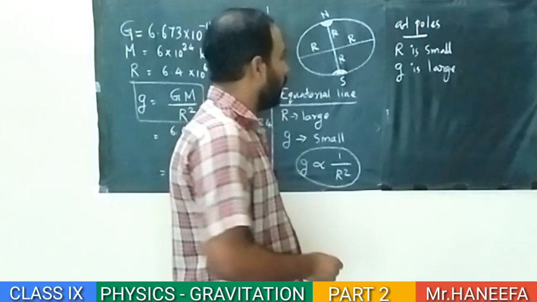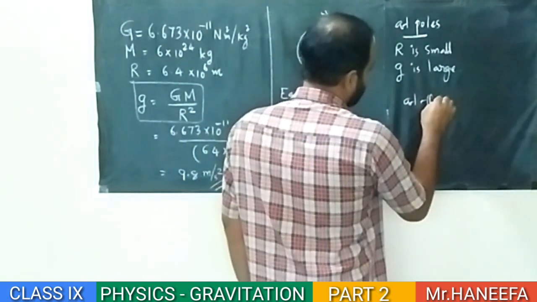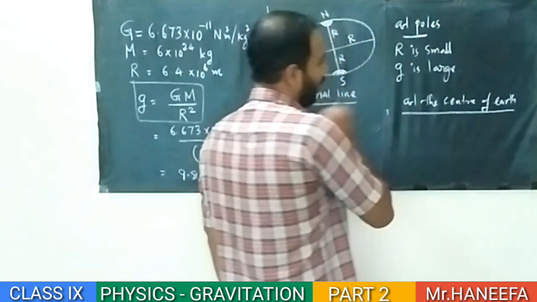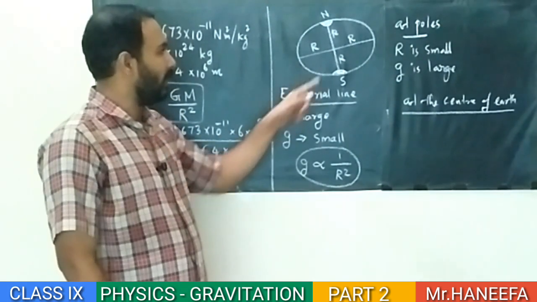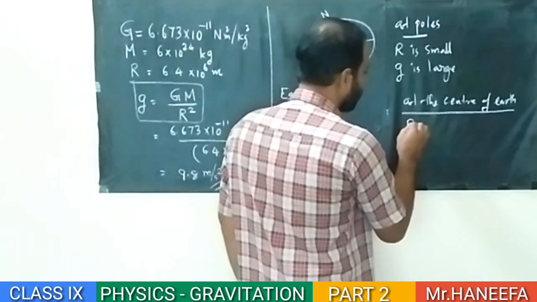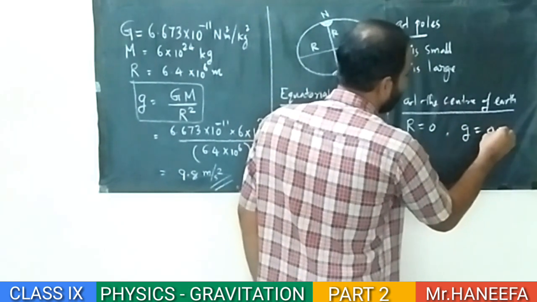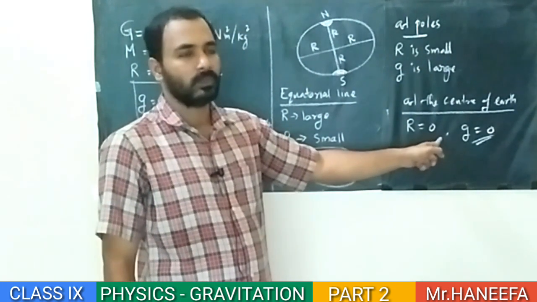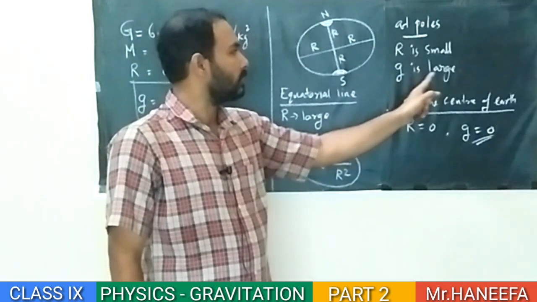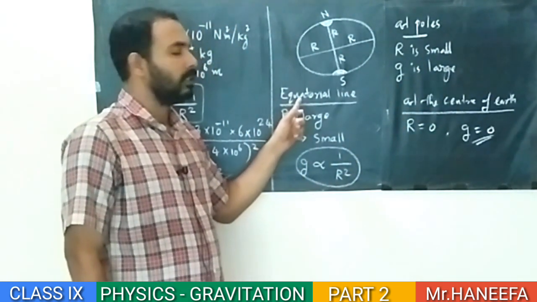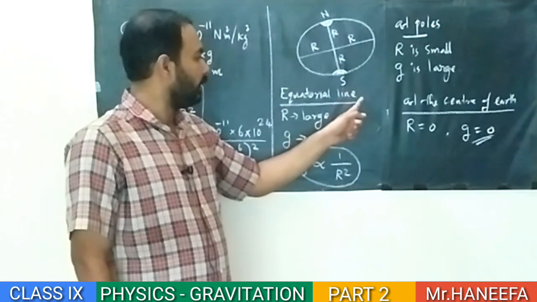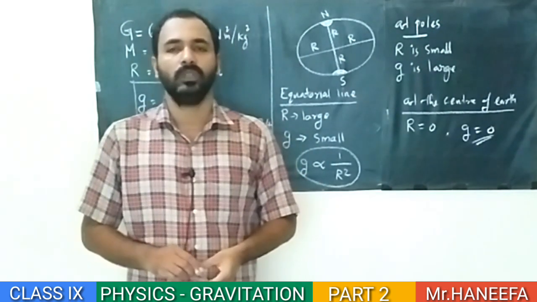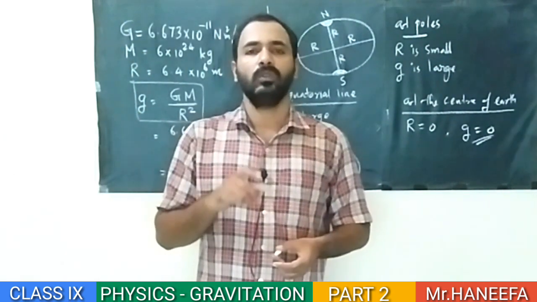Okay. Then at the center of the earth, what is the value of r? R equal to 0. Therefore, g equal to 0. At the center of the earth, g equal to 0. At the poles, g is large compared to the equatorial lines. At the equatorial lines, g is small as compared to the poles. So, g varies from place to place.